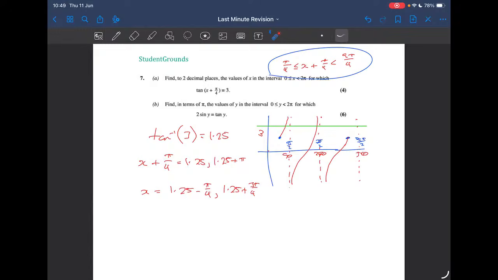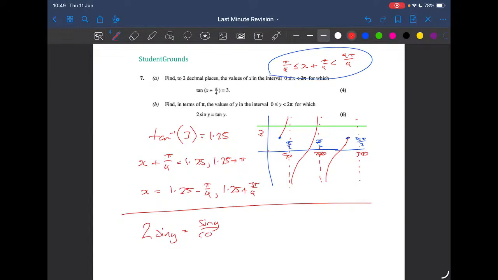Lovely. Let's look at part B, see what's going on. Find in terms of pi the values of y in this interval for which this is going to be true. Okay, so when you've got sine and tan in there, we need to think about what tan is. Well, it's sine over cos, yeah? This is sine y over cos y. Bring this all to one side.